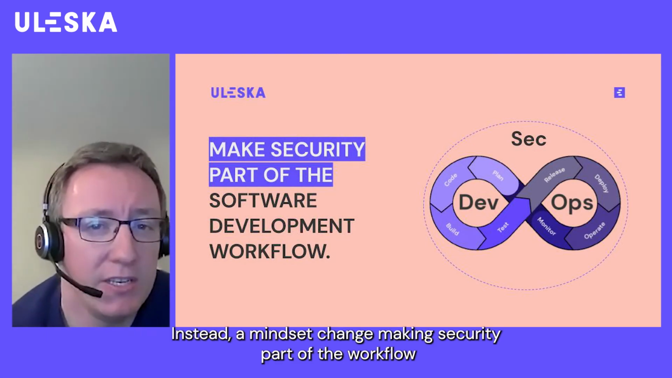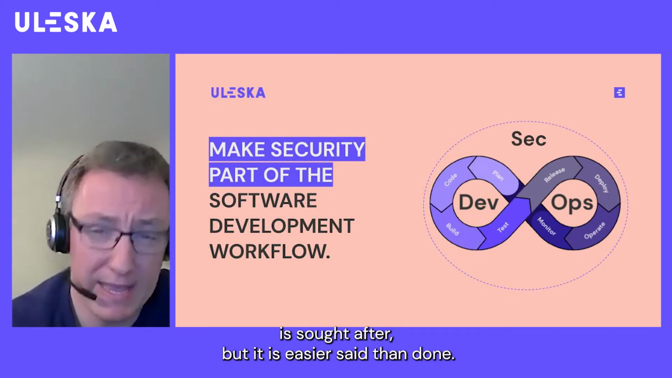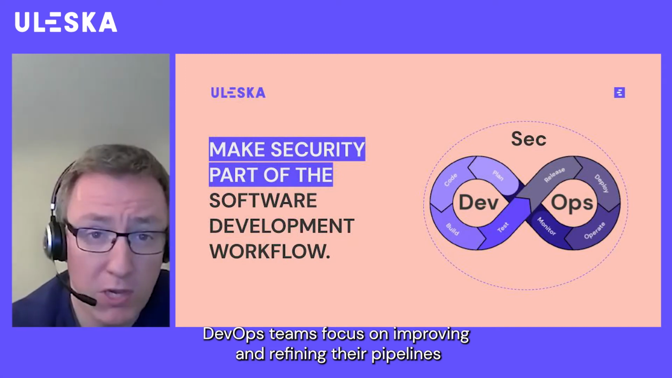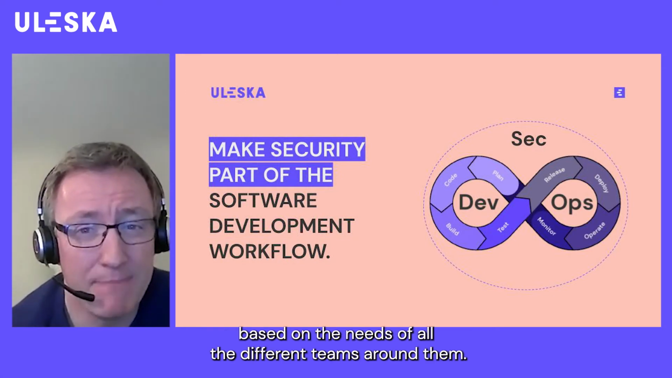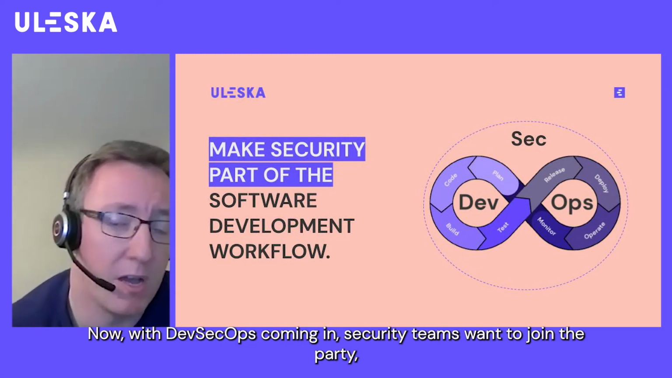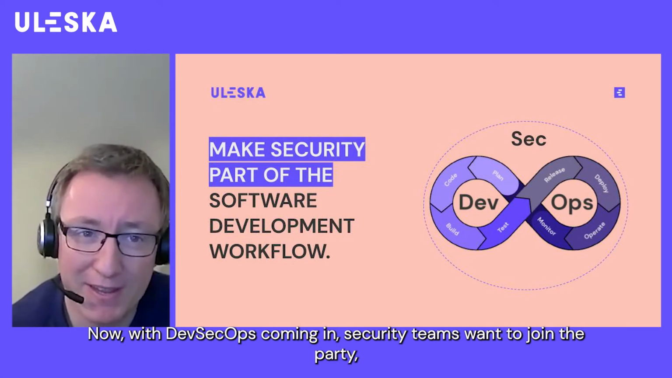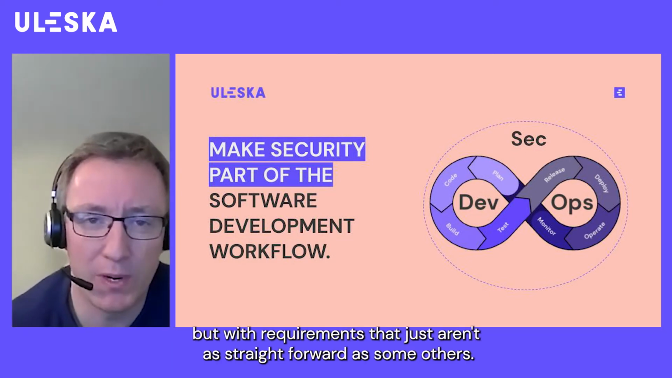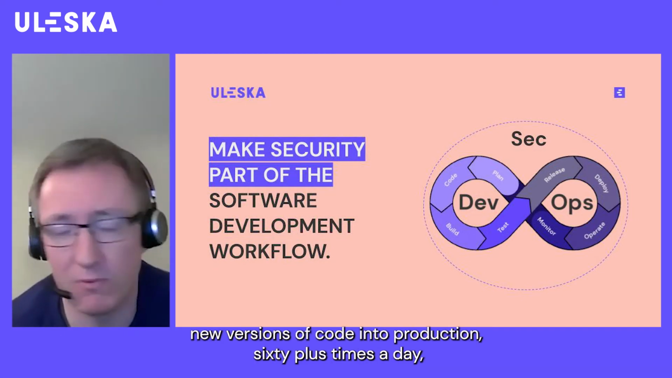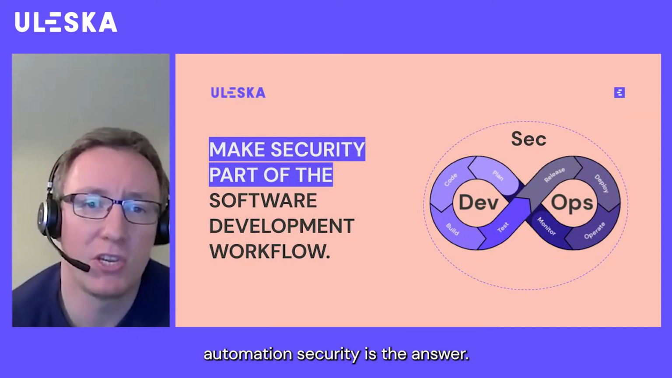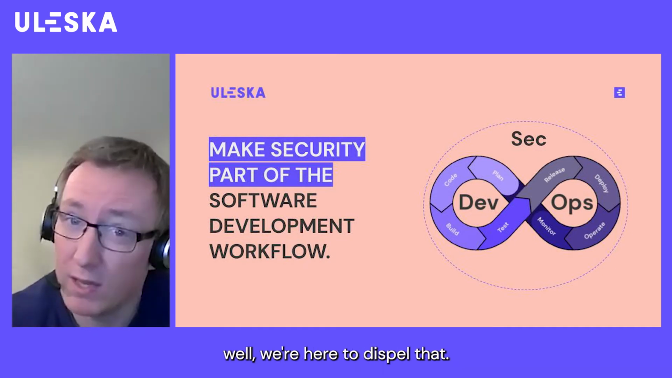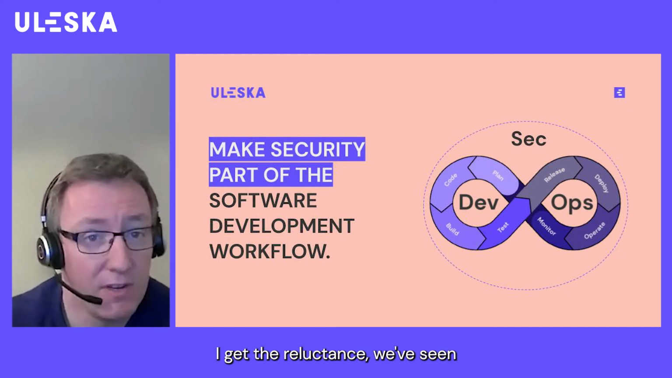Instead, a mindset change, making security part of the workflow, is sought after, but it is easier said than done. DevOps teams focus on improving and refining their pipelines based on the needs of all the different teams around them. And now, with DevSecOps coming in, security teams want to join the party, but with requirements that just aren't as straightforward as some others. With organizations potentially pushing new versions of code into production 60 plus times a day, automation of security is the answer. And if you think increased security is going to slow things down, well, we're here to dispel that. I get the reluctance.